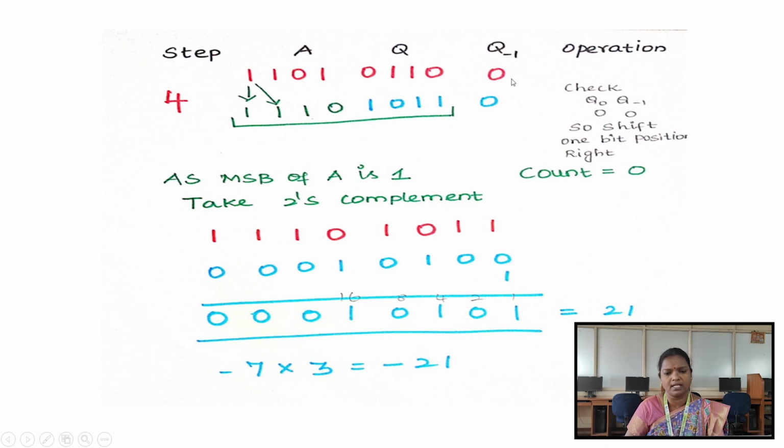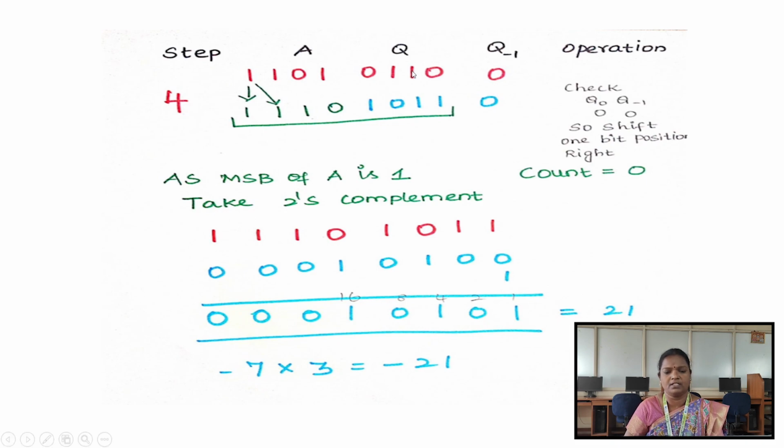Again we are going to check the condition, which is Q0 and Q minus 1. Now Q0 and Q minus 1 is 0, 0. As per the condition, when both the bits are 0, 0, we are not going to perform any addition or subtraction operation. We just shift towards the right side. So preserve this 1 and after preserving, shift from this MSB. So 1 comes here and 1, 0, 1 and then 0 comes here, 1100. Now count becomes 0. As per the flow chart, when count becomes 0, we are going to stop the operation, that is, we stop the multiplication process.